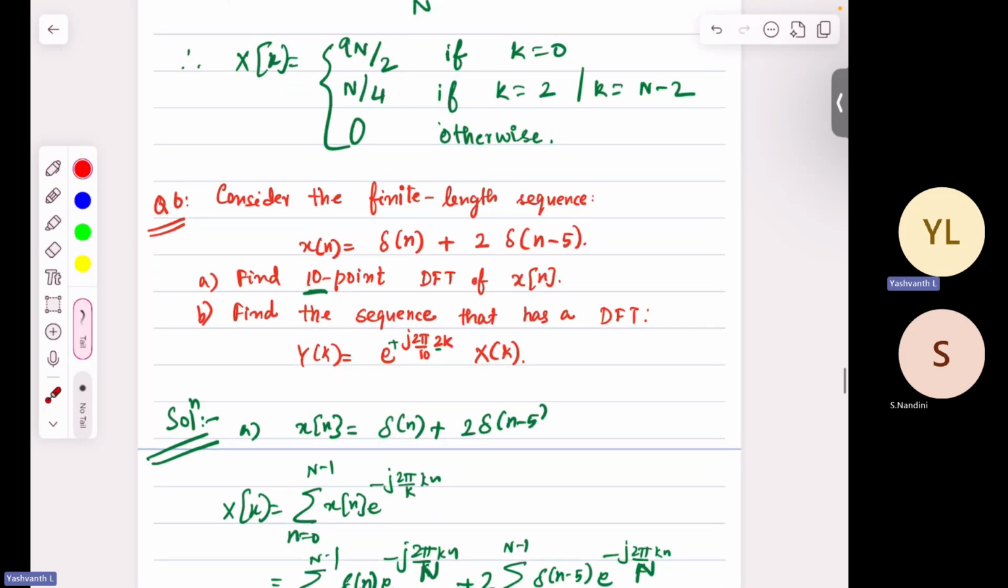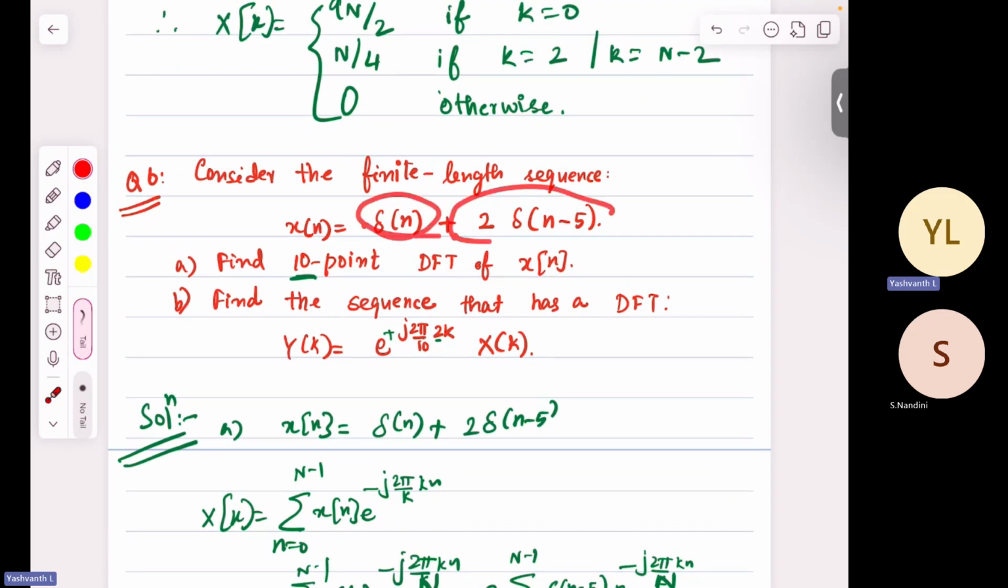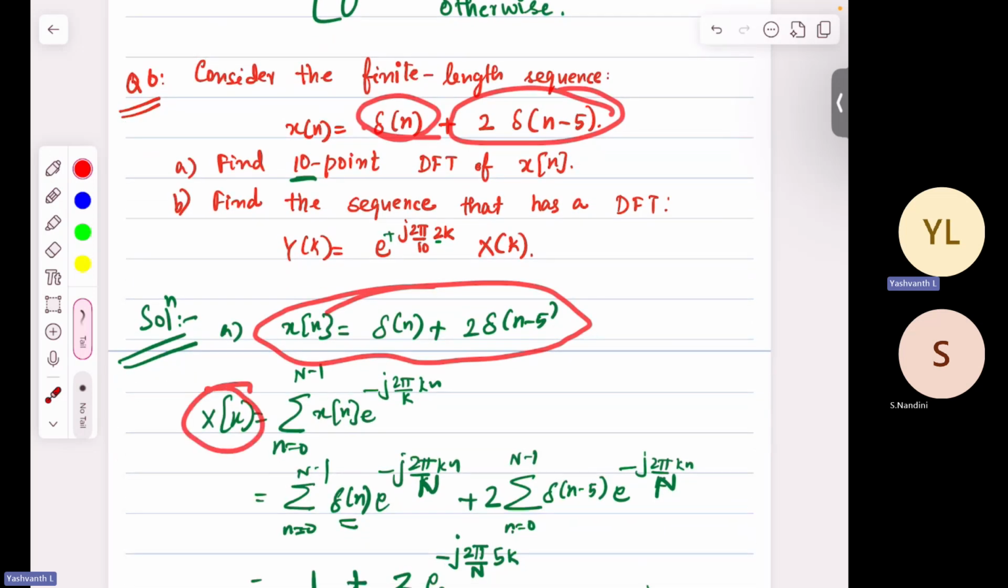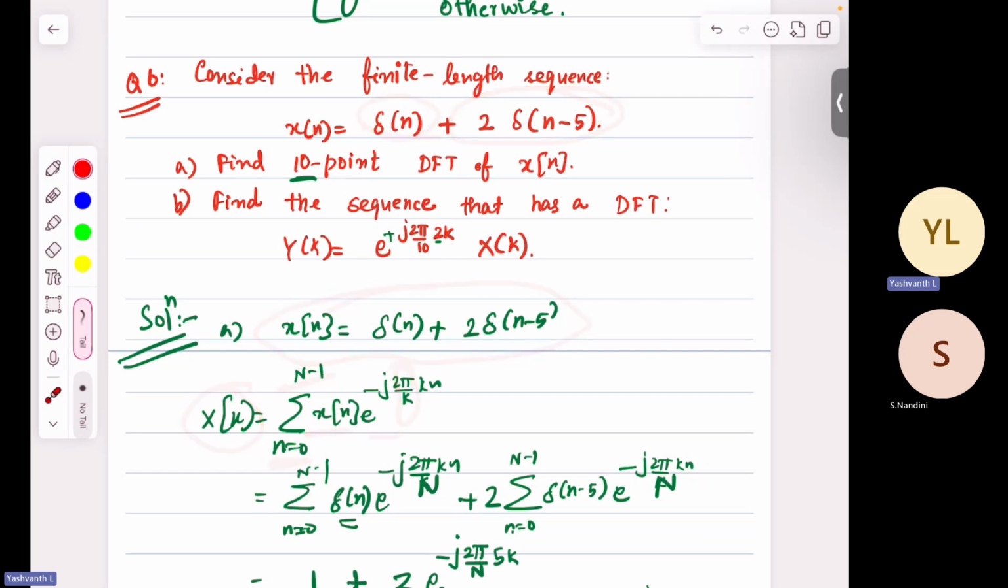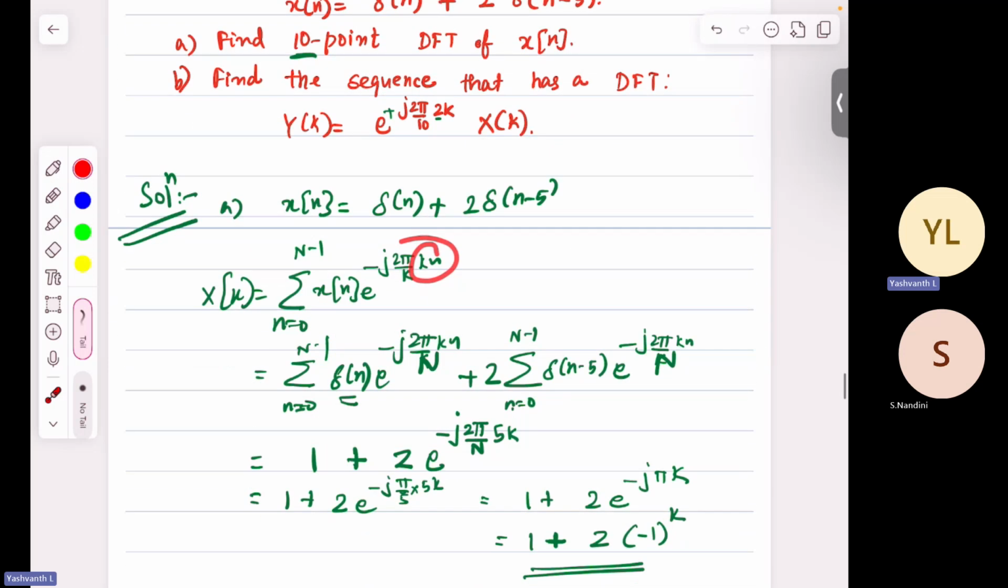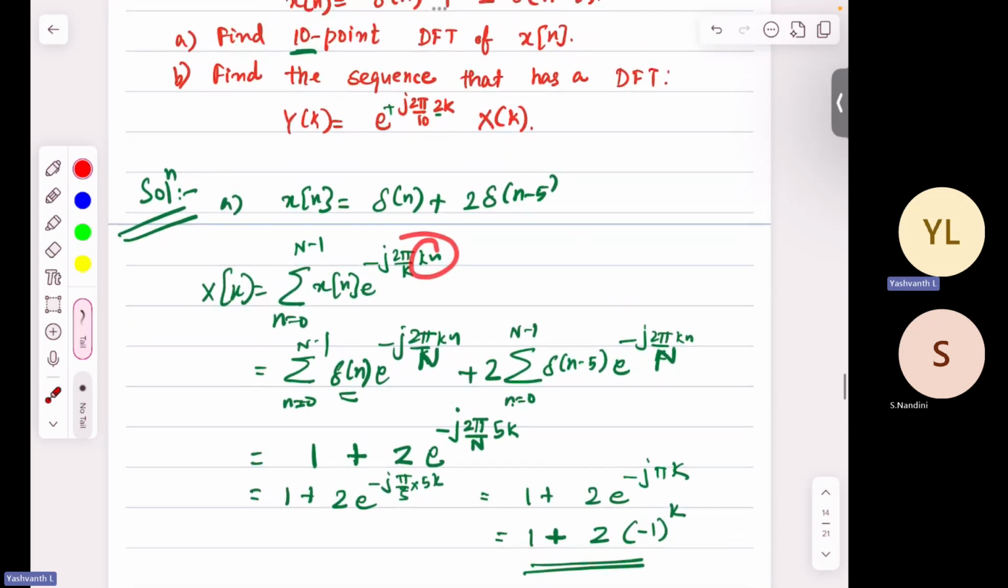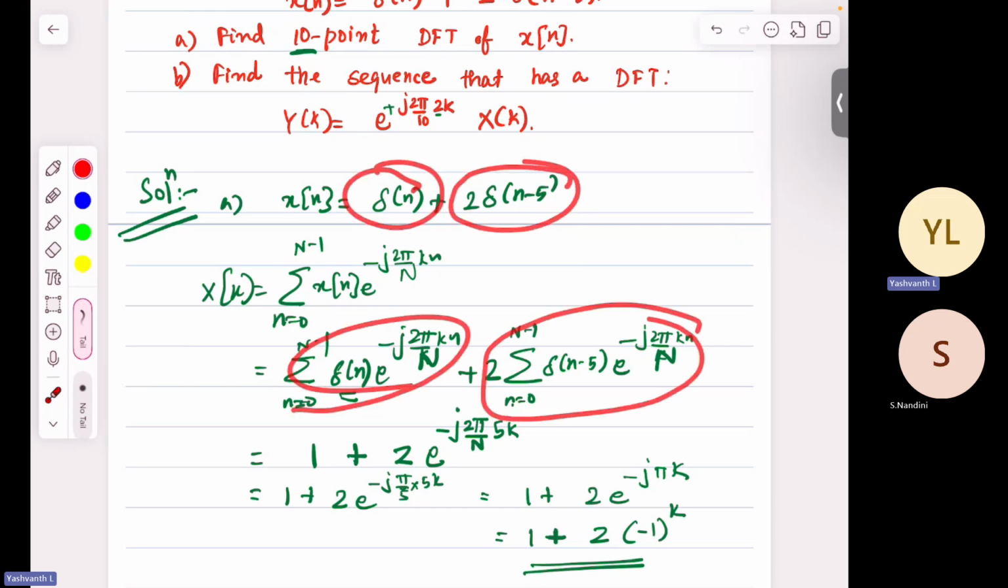Let's solve it. So x of n equals delta of n plus 2 into delta of n minus 5. What is the definition of DFT? X of k equals summation n equal to 0 to capital N minus 1 x of n into e power minus j 2 pi by capital N into kn. Now, what is x of n? You can put delta of n plus 2 into delta of n minus 5. So you will have two summations because you have two components in x of n.